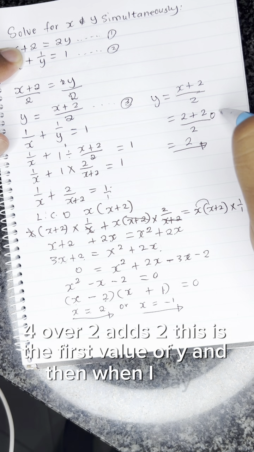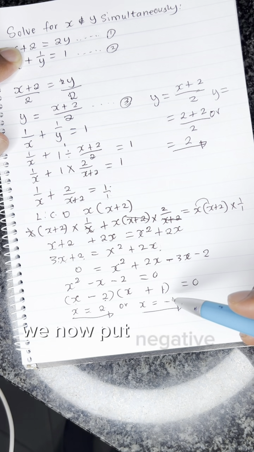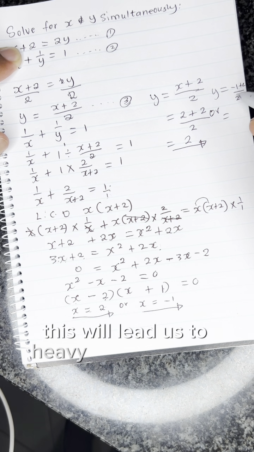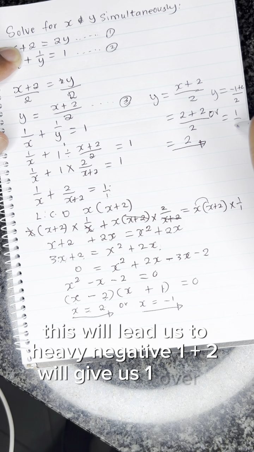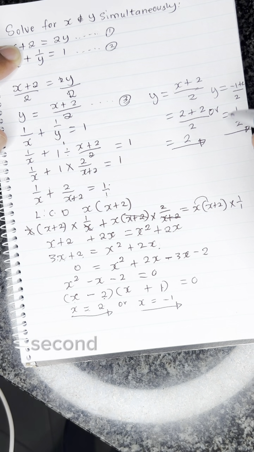And then we're going to say or y will be equal to, where there's x, we now put negative 1. So we're going to have negative 1 plus 2 over 2. This will lead us to having negative 1 plus 2 will give us 1 over 2. So this will be our second value of y.